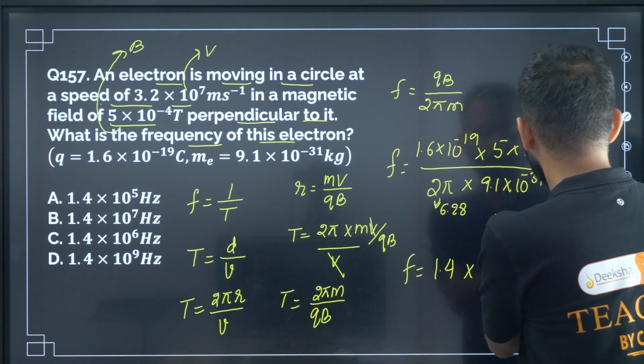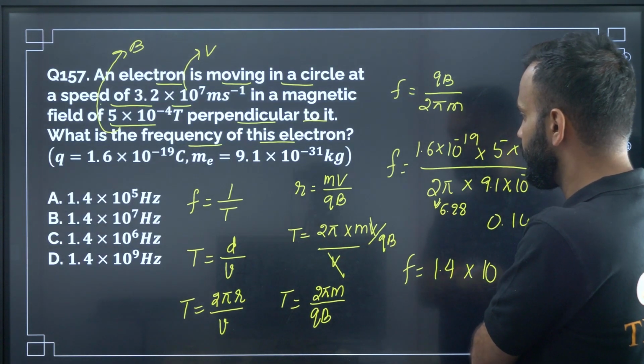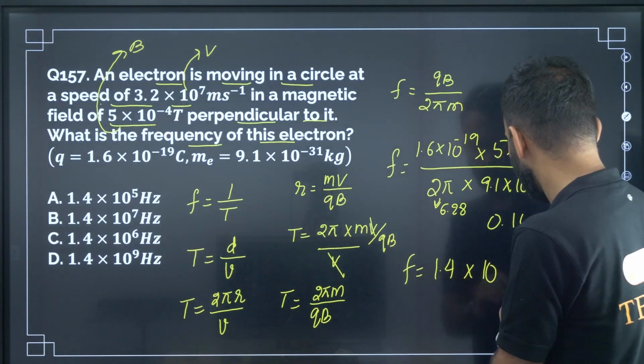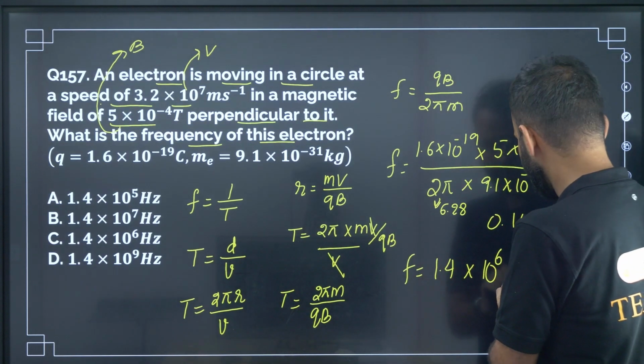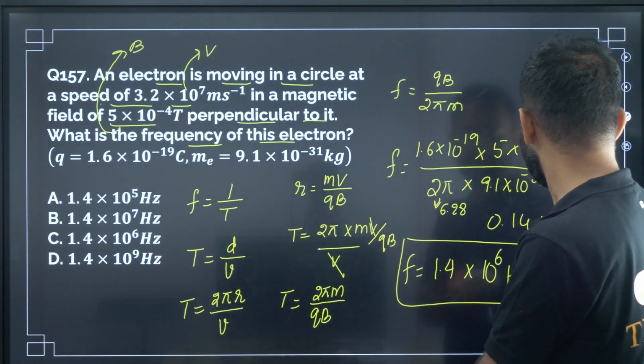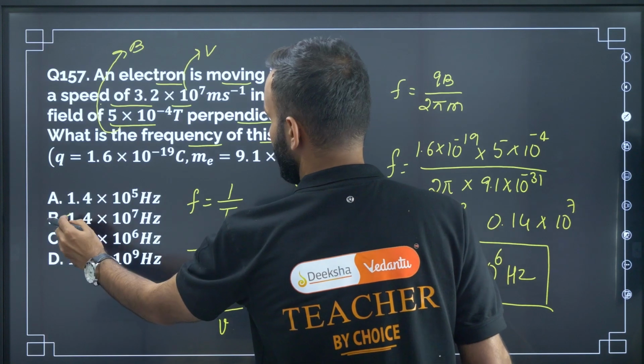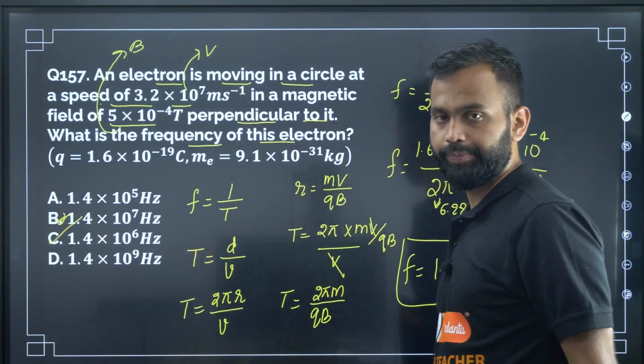0.14 into 10 to the power 7, I guess, right? So 10 to the power 7. So 1.4 into 10 to the power 6 hertz. Okay, 1.4 into 10 to the power 6 hertz. So the correct option is C.